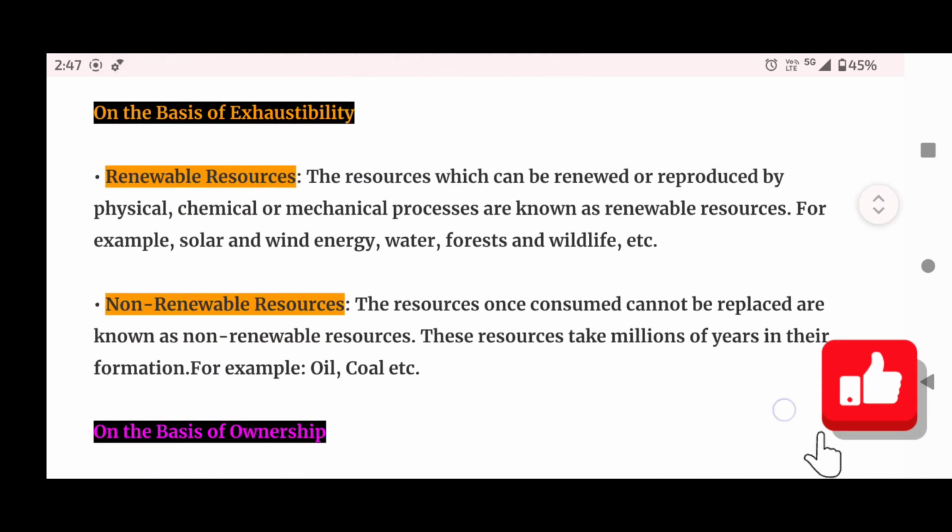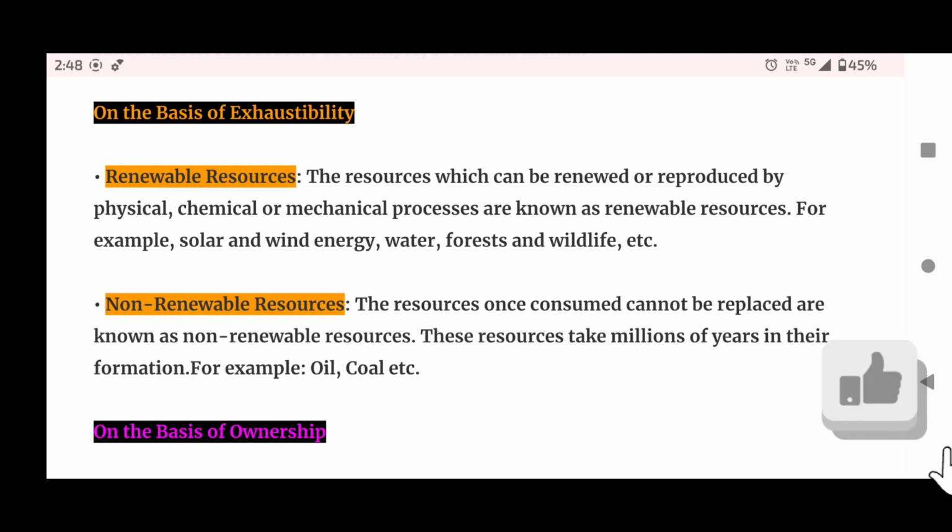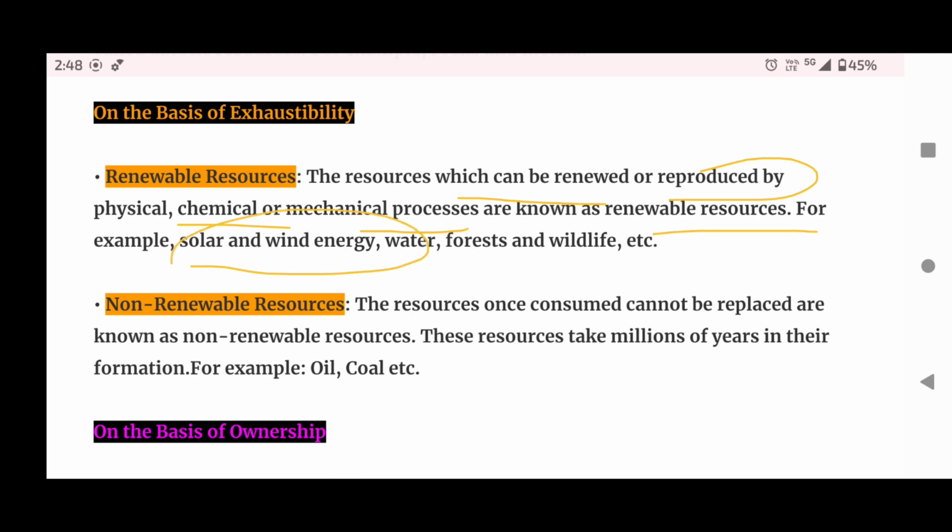On the basis of exhaustibility, it is renewable resources and non-renewable resources. Renewable resources are resources which can be renewed or reproduced by physical, chemical or mechanical processes. For example, solar and wind energy, water, forest and wildlife, etc. In non-renewable resources, the resources once consumed cannot be replaced. These resources take millions of years in their formation, for example, oil, coal, etc.